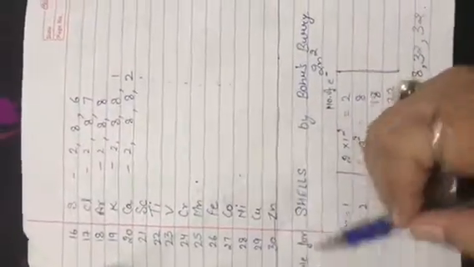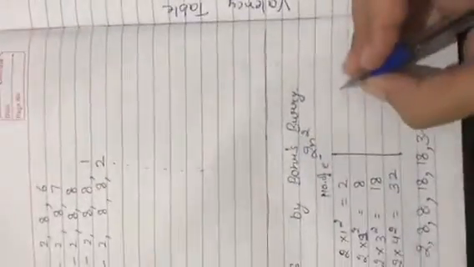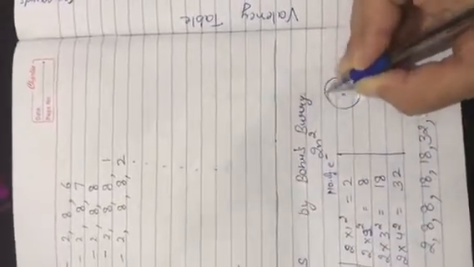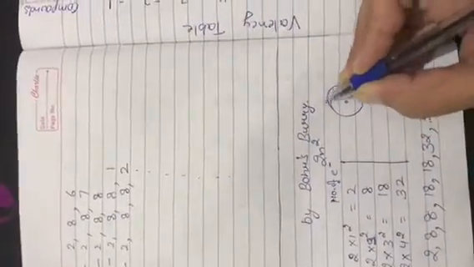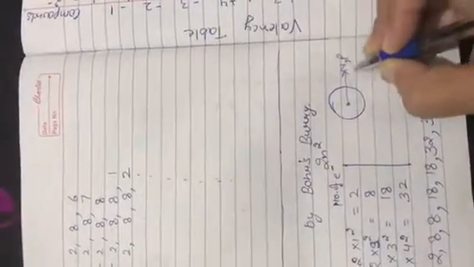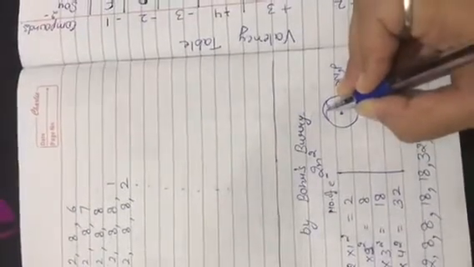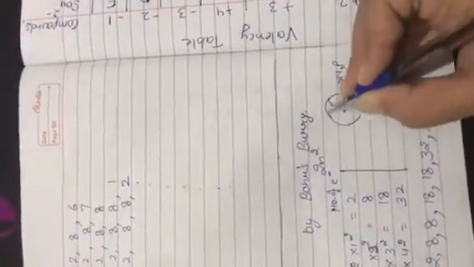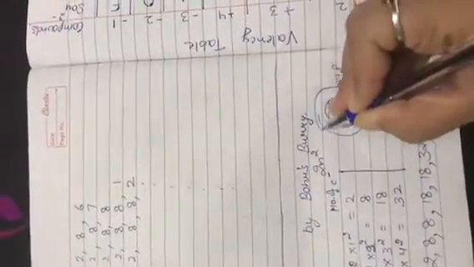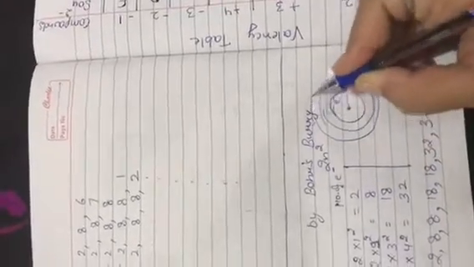First of all, the rules for shells. What do we mean by shells? Shells mean the pattern of an atom. For example, this is an atom. This is a nucleus, and in the nucleus, neutrons and protons always remain, and electrons revolve around it. So it forms one shell, and this is another shell, and after that you can make one more shell.